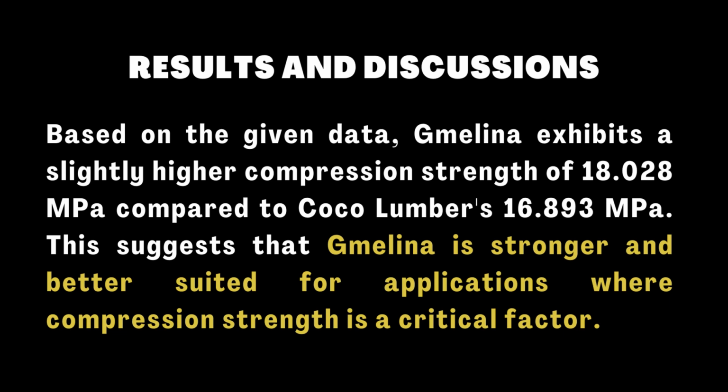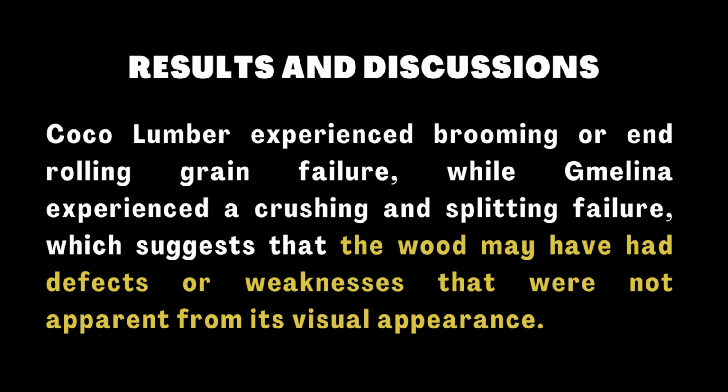However, it is also important to consider the nature of the failures that were observed during the compression tests. Cocoa lumber experienced brooming or end rolling grain failure, while Gmelina experienced a crushing splitting failure, which suggests that the wood may have defects or weaknesses that were not apparent from its visual appearance.